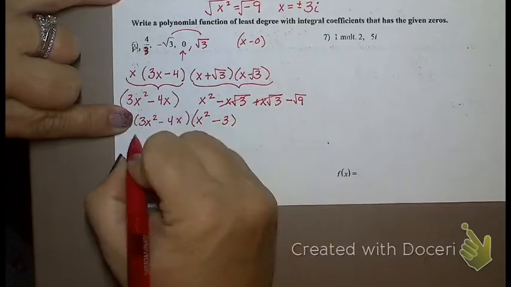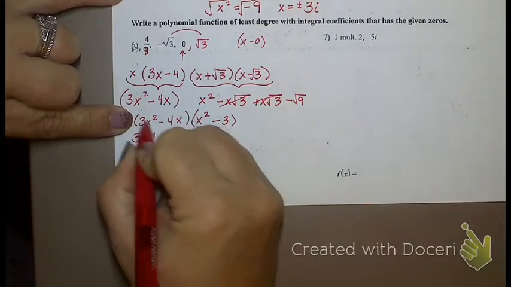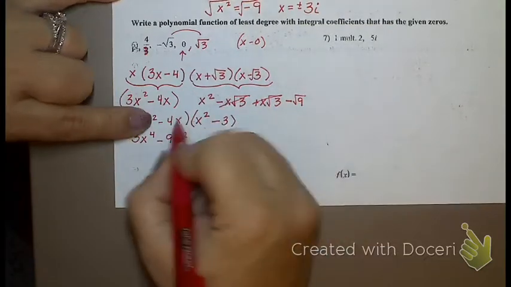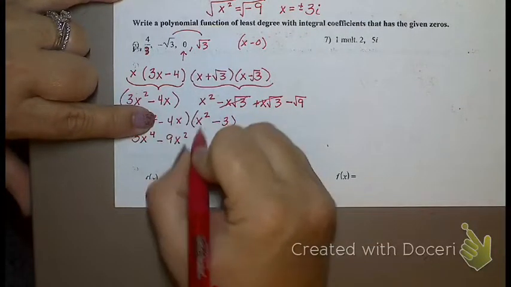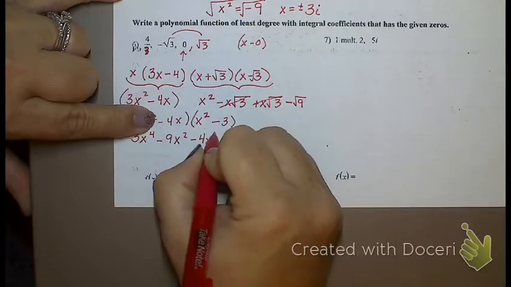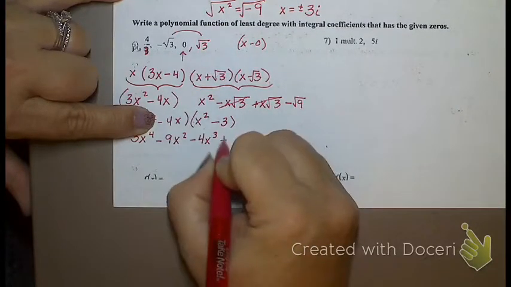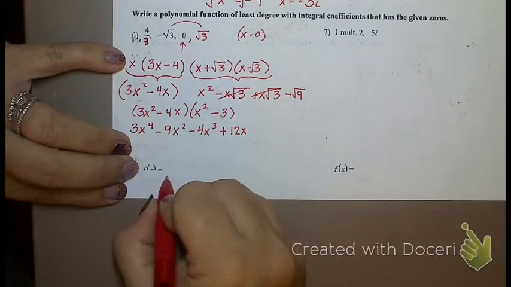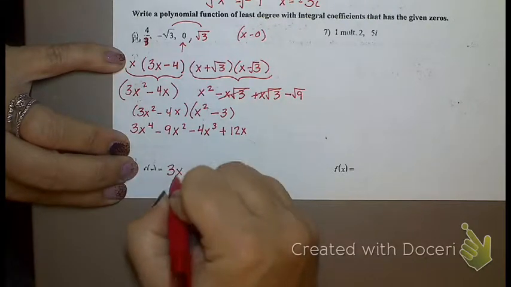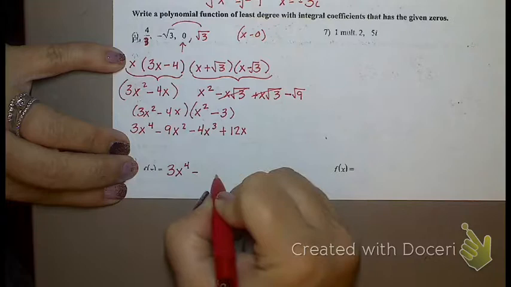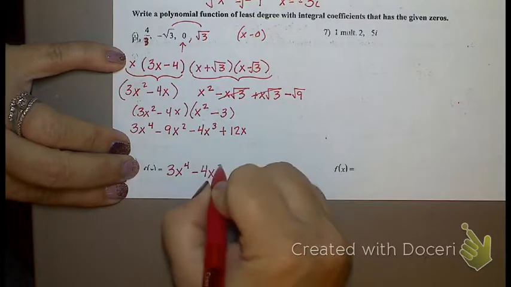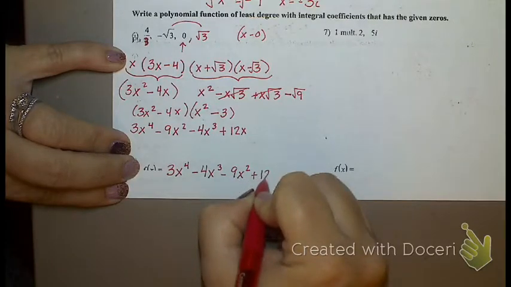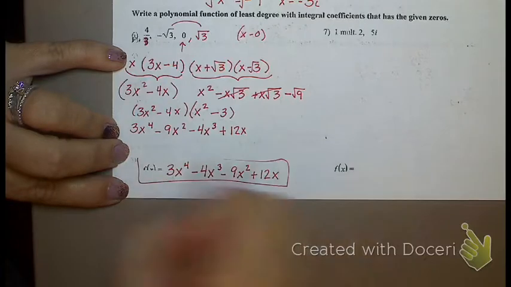3x squared times x squared is 3x to the 4th. 3x squared times negative 3, negative 9x squared. Negative 4x times x squared, negative 4x cubed, and negative 4x times negative 3, positive 12x. So putting that all in standard form, 3x to the 4th minus what? 4x cubed minus 9x squared plus 12x. That's what my answer should look like.